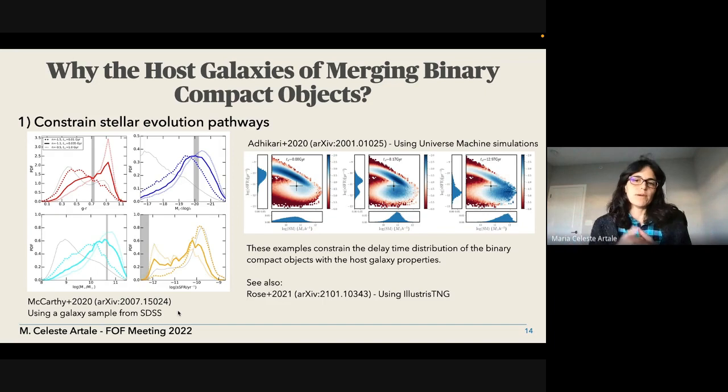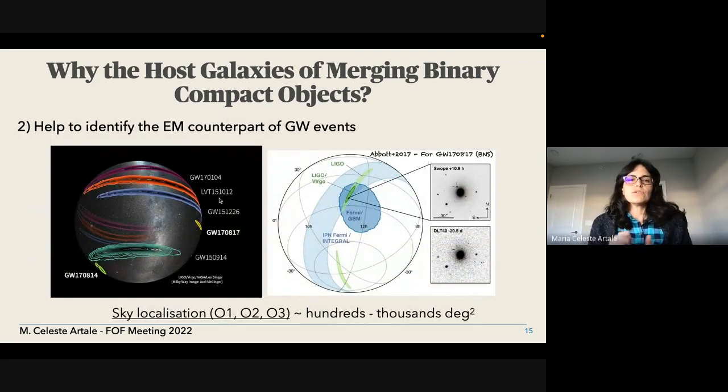So, there is a lot of debate about the shape of this delay time distribution. And of course, depending on the stellar evolution pathways, this delay time distribution changes. So in these two papers, and there are more like this one, these authors try to explore how the properties of the host galaxies change based on different features or shapes for the delay time distribution. The second reason is because they help us to identify the electromagnetic counterpart of gravitational wave events.